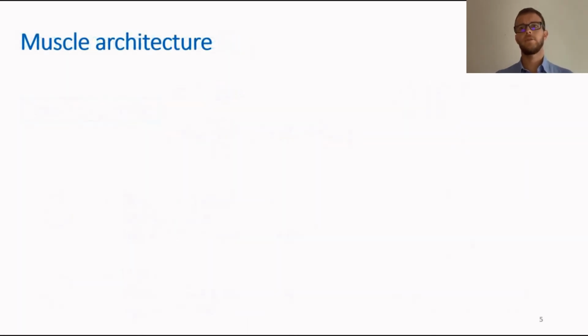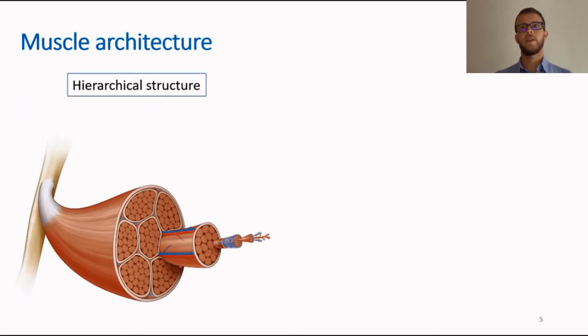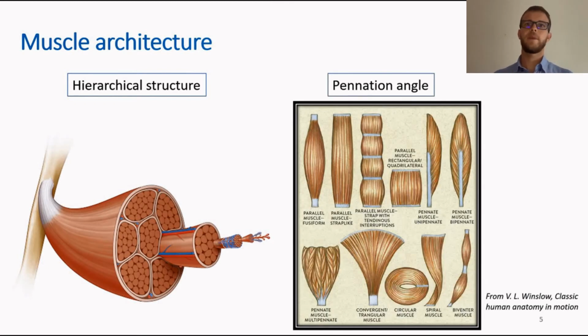Mainly, it can refer to two things. First, we have the hierarchical structure of muscles. From the macro to the micro scale, we find the whole muscle, muscle fibers, myofibers, sarcomeres, myofilaments, etc. And then we have the pennation angle, which is the angle between muscle fibers and tendon, that explains how the force generated by the muscles is projected onto the tendon.